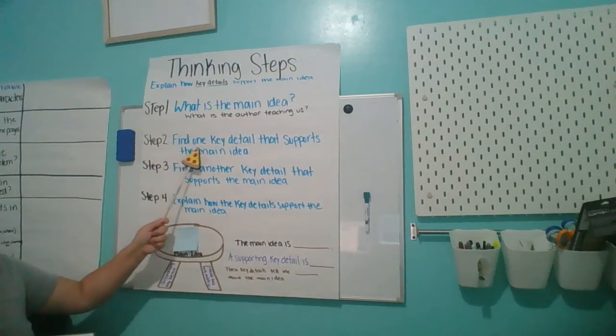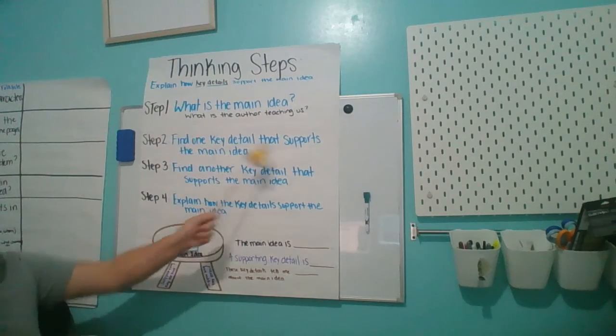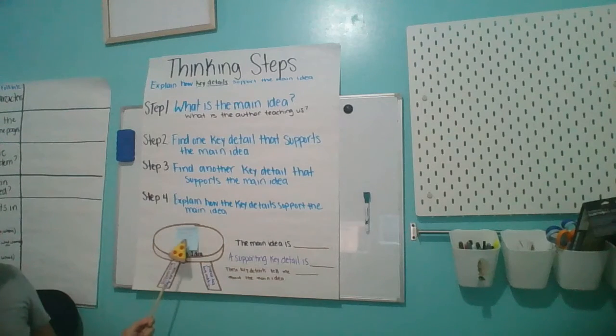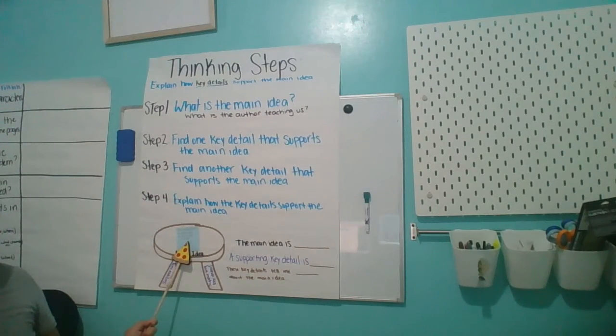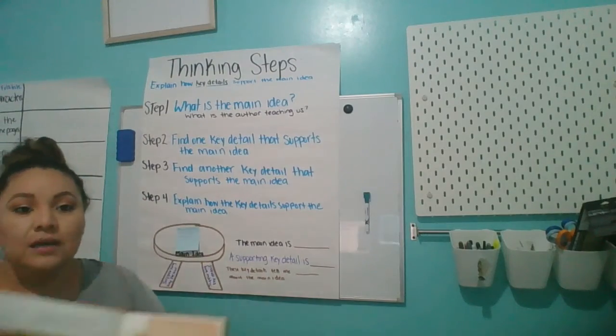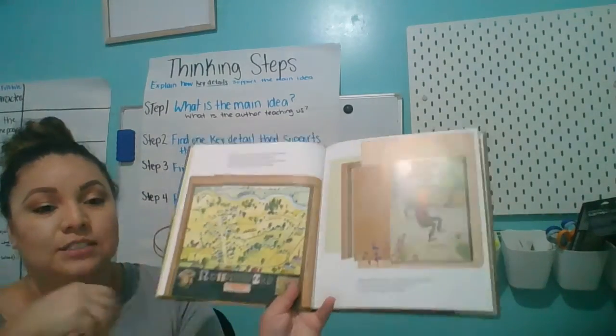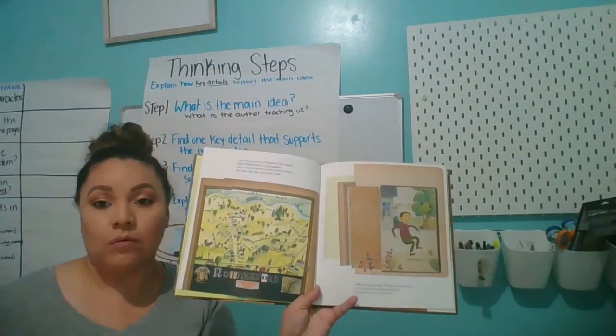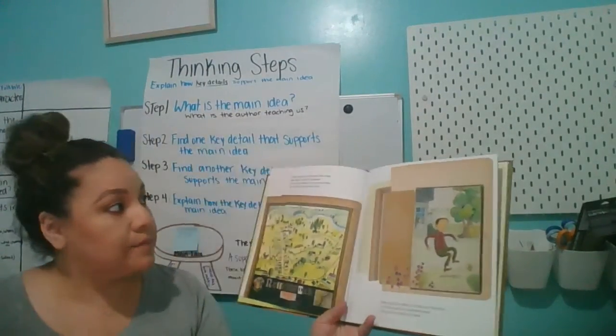Now I want to find one key detail that supports the main idea. So I need to find a key detail that supports that Willie loves to be outside. Again, let me go back to page 3 and see if I can find a key detail that tells me that Willie loves being outside.